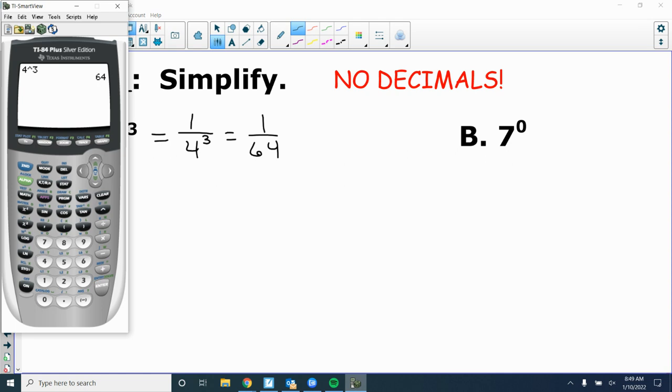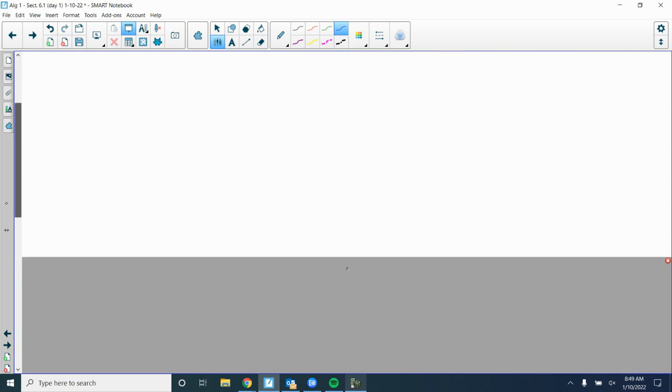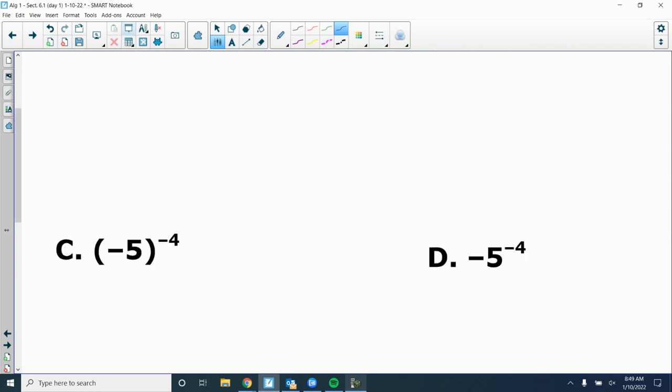What I don't want you to do is say 4 to the negative third, because what it's going to do is going to give you that decimal. If you write that down, it's wrong. Okay, I want the fraction. You got to be able to write it as a fraction. 7 to the 0 power. Jeff, what's that going to be? 1. Yep, anything to the 0 power is 1. Okay, so that's it for those two.